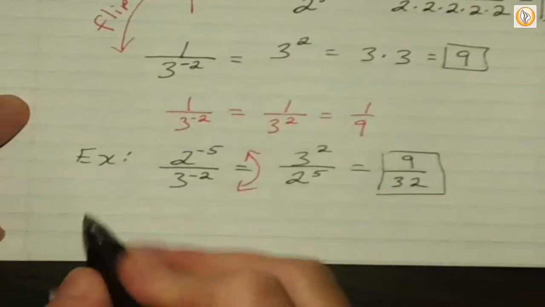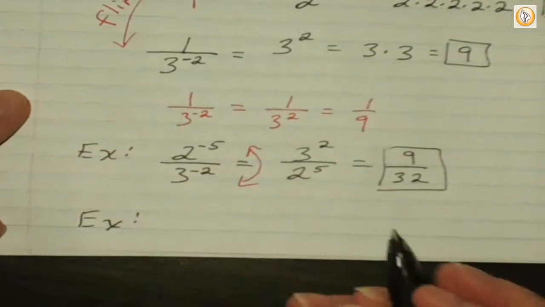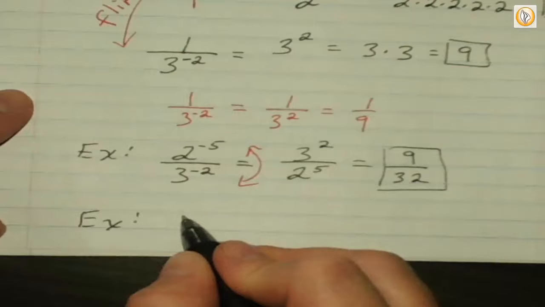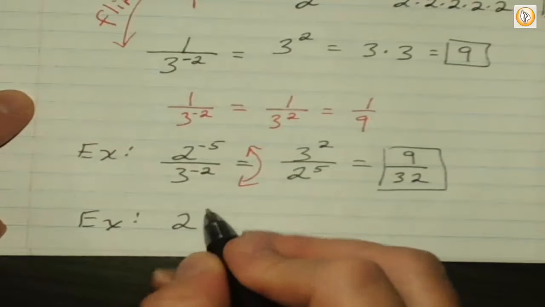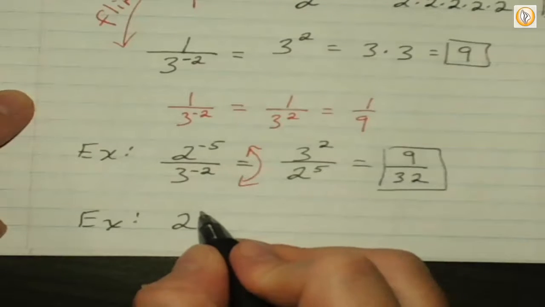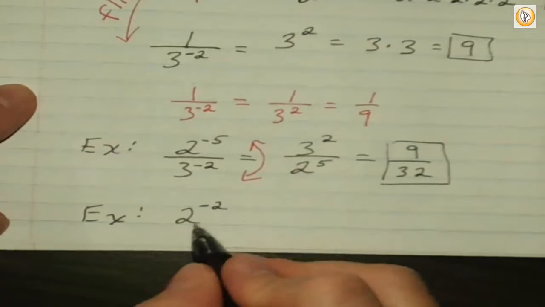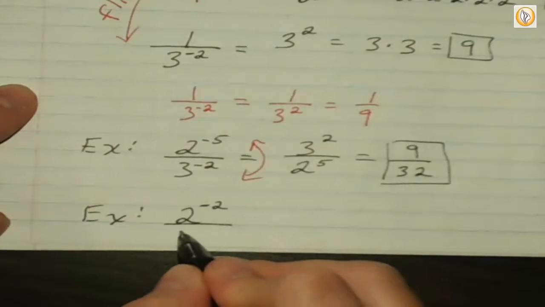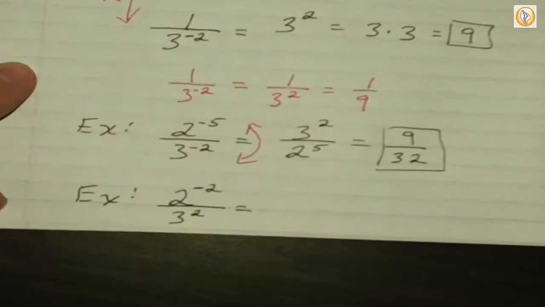Let's do another example. What if I had 2 to the negative 2 exponent over 3 to the positive 2 exponent? Uh-oh.